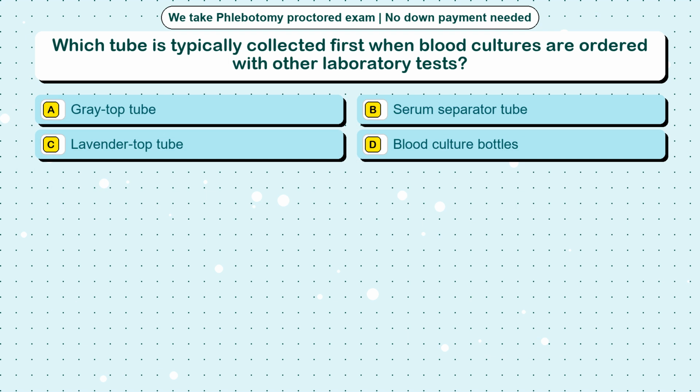Question 85. Which tube is typically collected first when blood cultures are ordered with other laboratory tests? Option A, gray top tube. Option B, serum separator tube. Option C, lavender top tube. Option D, blood culture bottles.